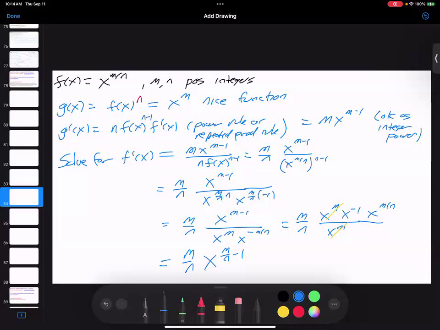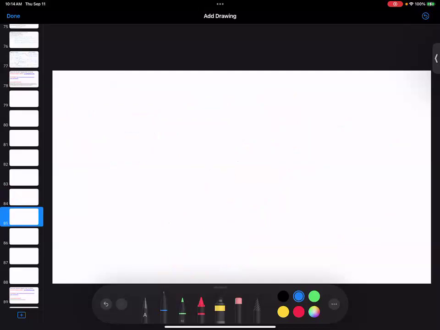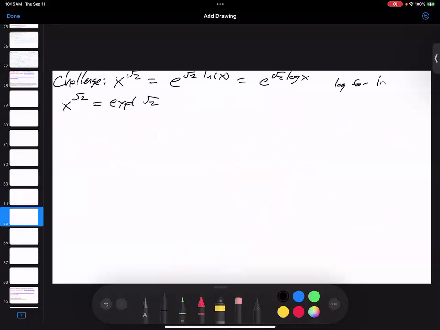And this is a nice way to just review basic algebra. So as a challenge, x to the square root of 2 is e to the root 2 natural log of x. And once you go past calculus, we always use log for the natural log in advanced mathematics. So x to the root 2 is the exponential of root 2 natural log of x, and use the chain rule.